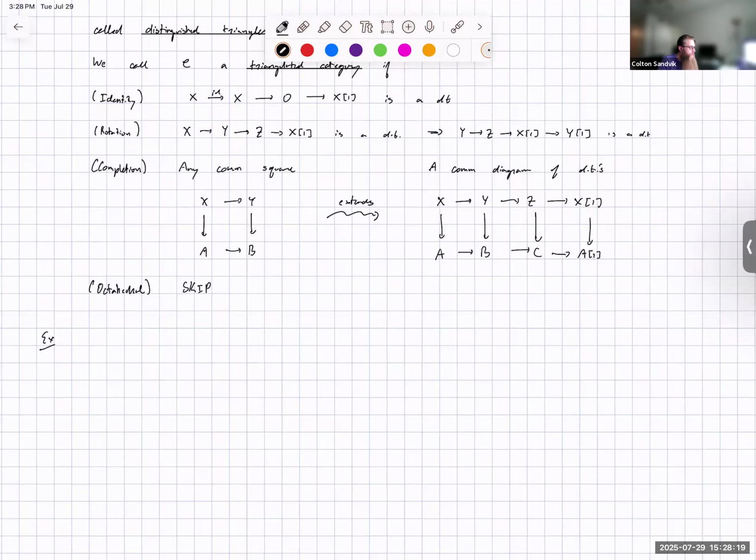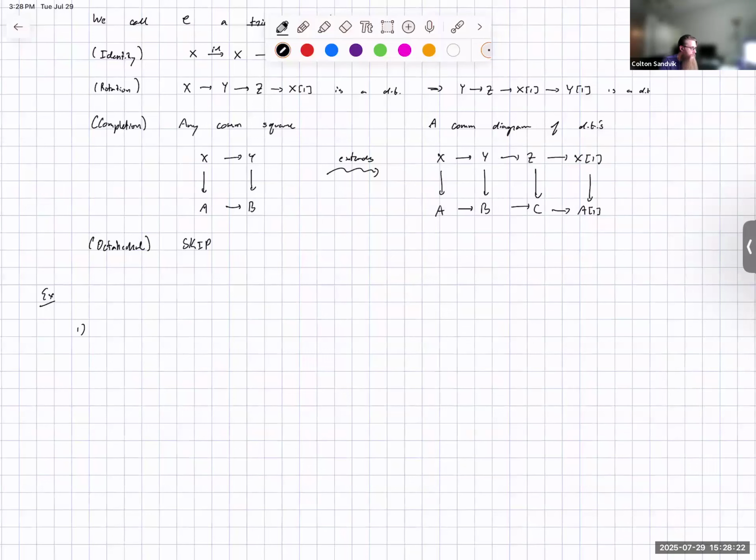The first example I want to do is more or less what I was just saying. Let's take A to be an abelian category. And then we can look at the category of chain complexes in A. And I guess by chain complex, I always mean cochain complex. If you are topologically minded, my differentials always go up.